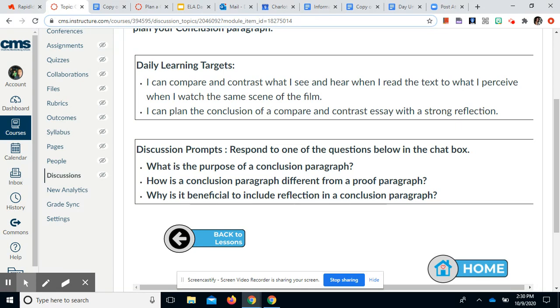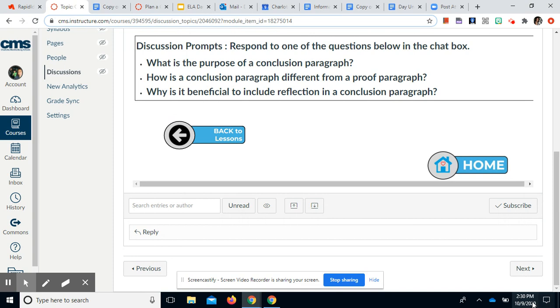So the purpose of this conclusion paragraph is to wrap up the essay. You're going to restate the focus statement, give a brief synopsis of what was covered in the essay, and provide a reflection. Within the reflection is where you will get to share your personal thoughts and opinions.